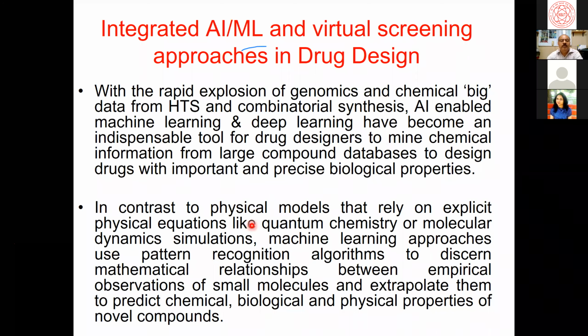Now, as compared to the physical models that rely on explicit physical equations like quantum chemistry or molecular dynamics simulation, there are machine learning approaches. These use pattern recognition algorithms instead of explicit physical equations to find mathematical relationships between empirical observations of small molecules and extrapolate them to predict chemical, biological, and physical properties of novel compounds. And this integrated approach has been very useful and has shown very good results.